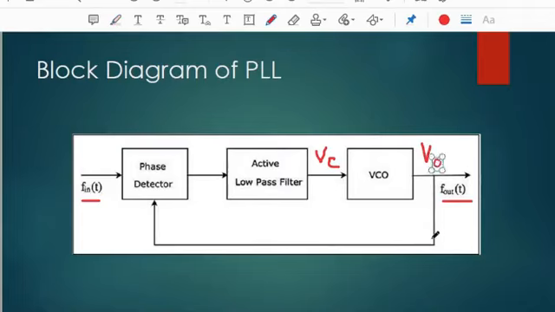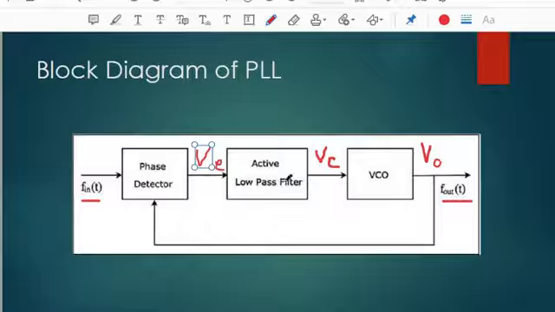This signal is given as input to the phase detector, where the output of the VCO is compared with the input signal and an error signal is generated. The phase detector basically is a multiplier, where multiplication of two signals takes place and results in two frequency components. One is the higher frequency component, that is F in plus F naught. The second one is the lower frequency component, that is F in minus F naught. And this error signal is fed as input to the low pass filter.